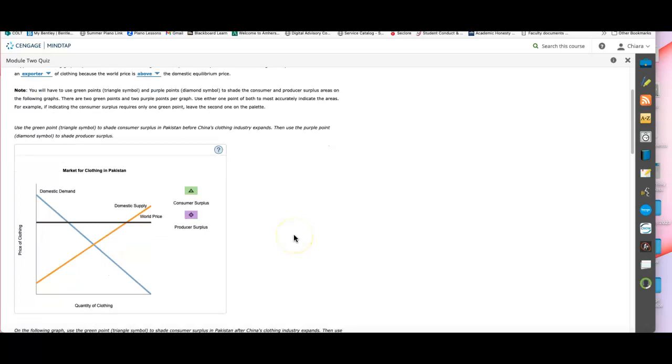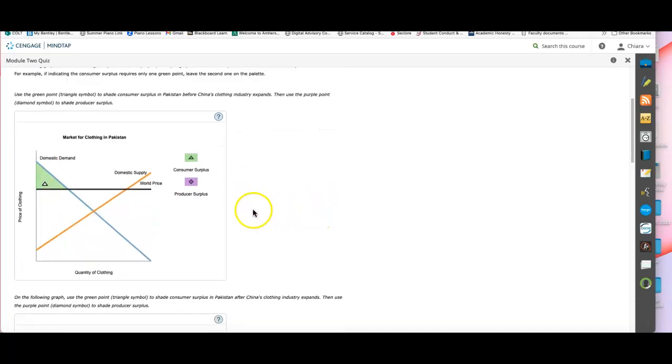What do we know about consumer surplus and producer surplus? Consumer surplus is the whole area below the aggregate demand curve all the way up to the price charged. So in this case, if Pakistan is going to export clothing, they're going to charge the world price. So the consumer surplus is going to be the area above the price but below the demand curve. Conversely, the producer surplus is going to be the whole area above the supply curve and below the price.